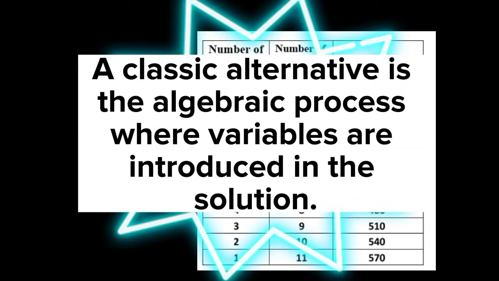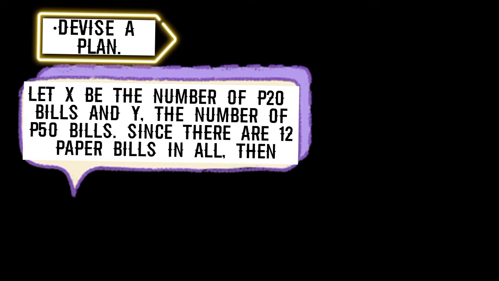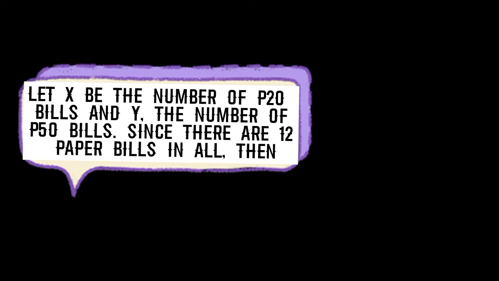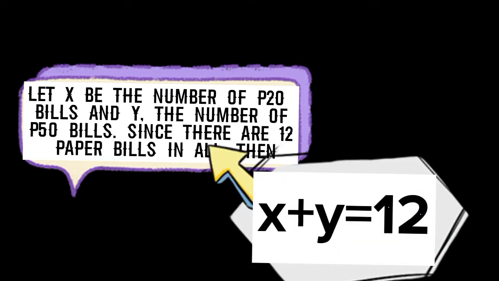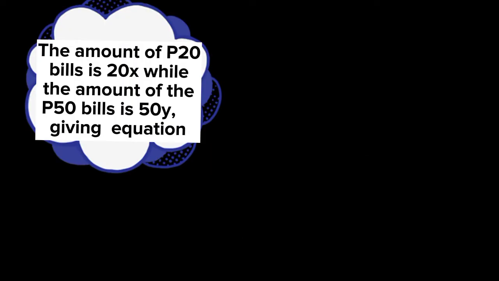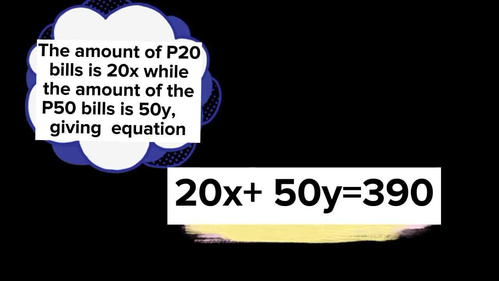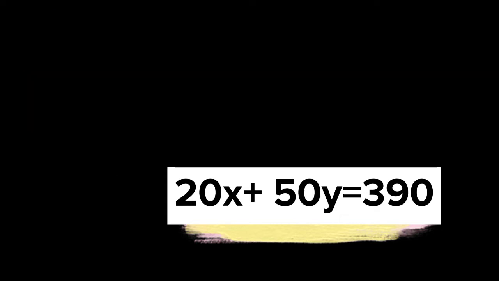A class's alternative is the algebraic process where variables are introduced in the solution. So we need to devise the plan. Let X be the number of 20 pesos bills and Y the number of 50 pesos bills. Since there are 12 bills in all, then X plus Y equals 12. The amount of the 20 pesos bills is 20X while the amount of the 50 pesos bills is 50Y, giving the equation 20X plus 50Y equals 390. Solve the system of equations in the two unknowns to find the answer.